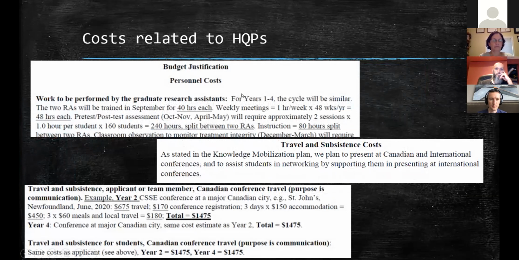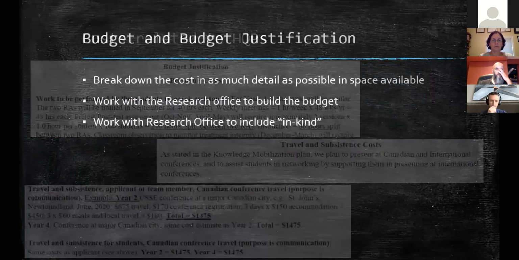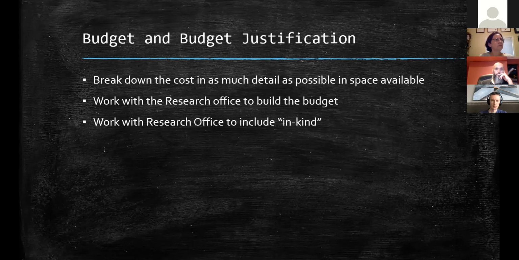And then that idea of costs, including costs for students to attend conferences. Budget and budget justification: you have to be really concise with this. The more concrete detail you can build in, the better. You can work with our research office for help with that. And also I would encourage you to build in an in-kind contribution, and you can work with our research office about that.